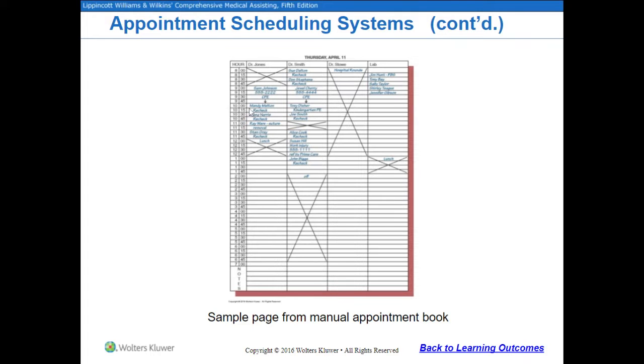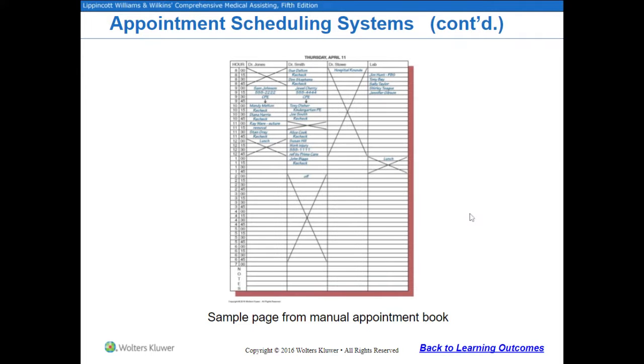And then if you need just 15 minutes, you would only get one line, because from 10 to 10:15, that's your slot. Once you start going into the next line, you're taking up another appointment slot. And we can talk more about this later.